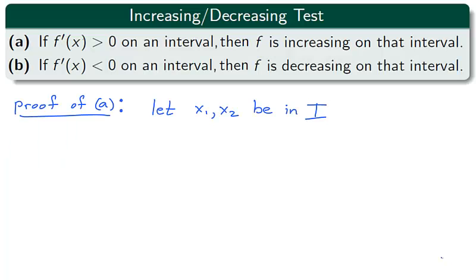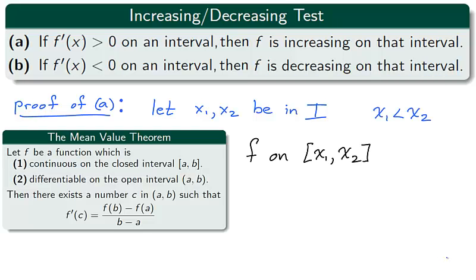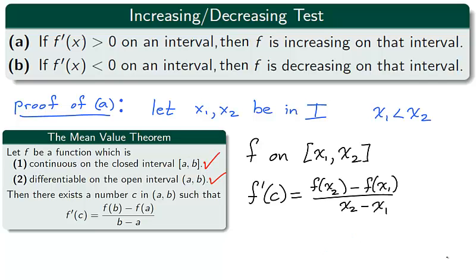To prove that this test works, we will make use of the mean value theorem. F is defined on the interval x1, x2, and because this interval is inside of I, f is differentiable on the interval. Because f is differentiable on the interval, it is also continuous on the interval. Therefore, we can use the mean value theorem. On the interval x1, x2, we can find a value c which satisfies the mean value theorem.